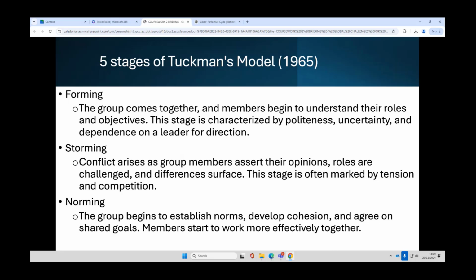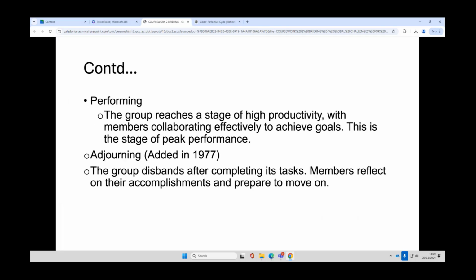Set of norms is really important. Develop cohesion and agree on shared goals. Members start to work more effectively together in the third stage. Unless you've gone through these 3 stages, you will not be able to go to the 4th stage, which is performing. Okay, your performance depends on how well you've gone through the first 3 stages. The group reaches a stage of high productivity with members collaborating effectively to achieve goals. This is the stage of peak performance.